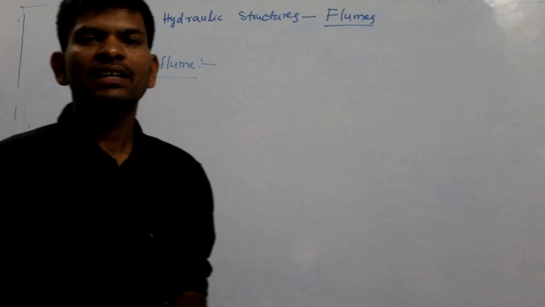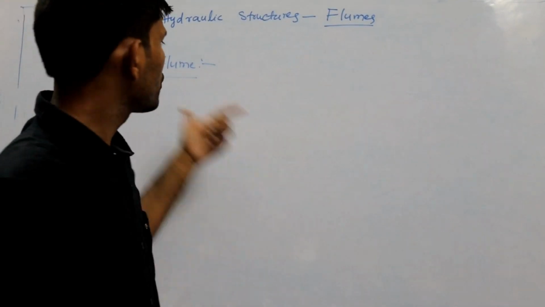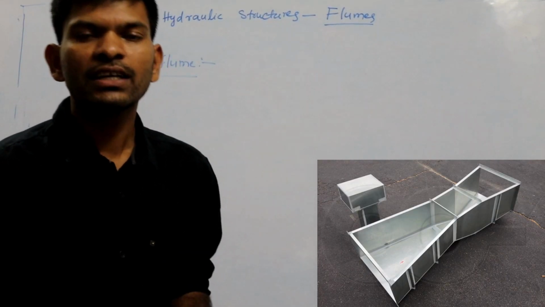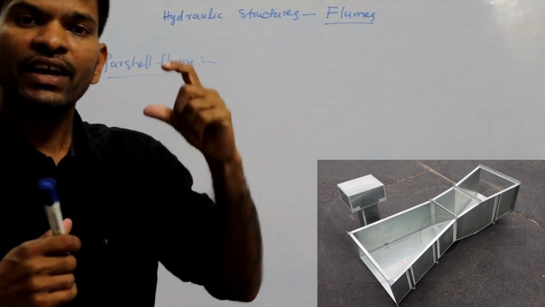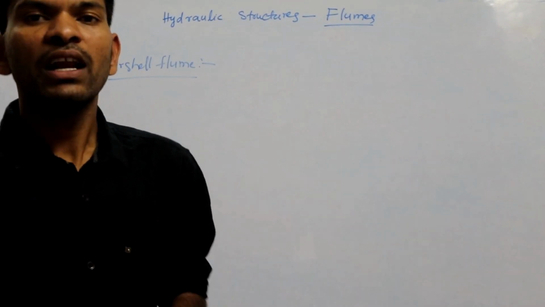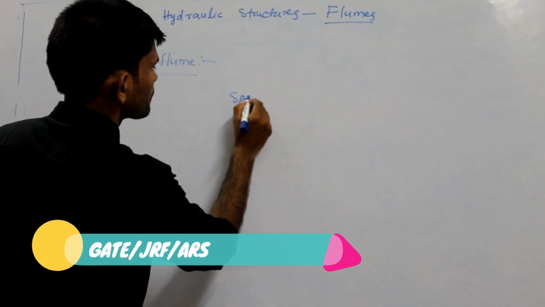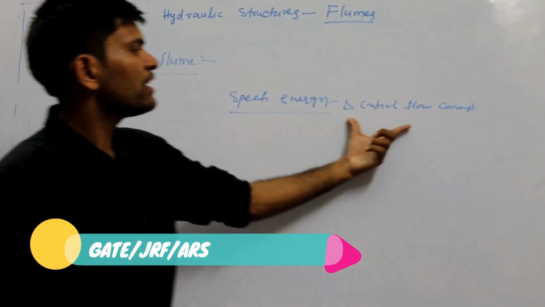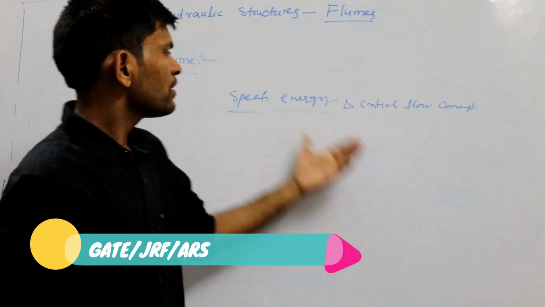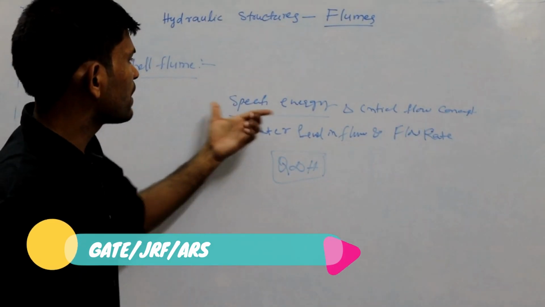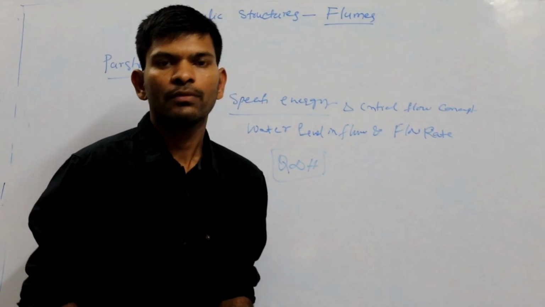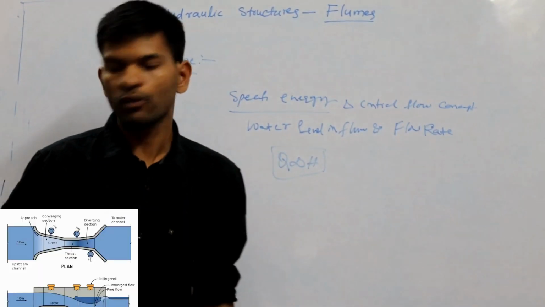A partial flume is a flume structure which is used for the measurement of flow of water at very low or very small head in an open channel. It works on the specific energy and critical flow concept. So let us see how the partial flume works, what the specific energy and critical flow are, and the working procedure of the partial flume.